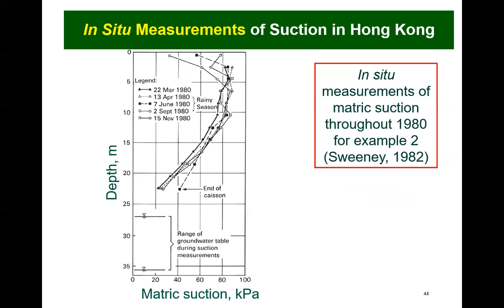It was observed that matrix suctions reduced near the ground surface during the rainy season of the year. Also, the water table fluctuated by several meters. However, the rest of the suction profile remained quite constant, with suctions around 80 kilopascals. These observations help geotechnical engineers understand why most of the slopes in residual soils remain stable throughout the year in Hong Kong.